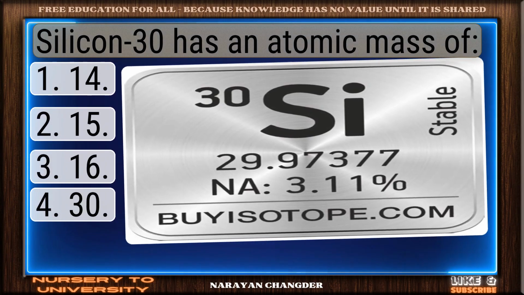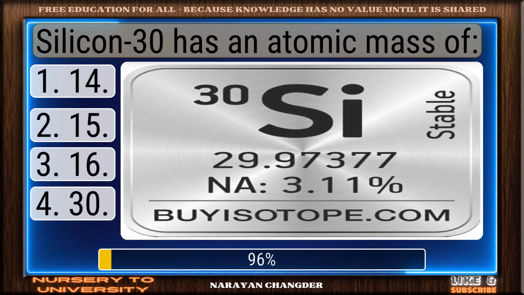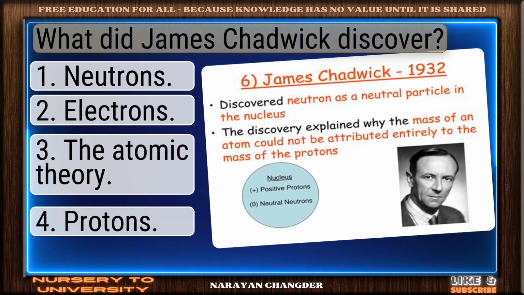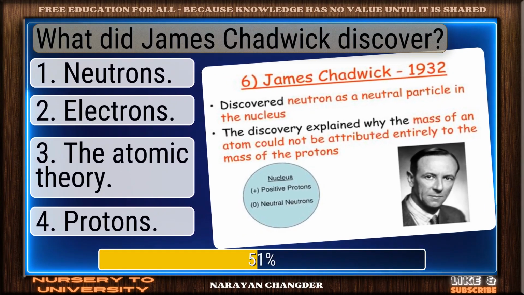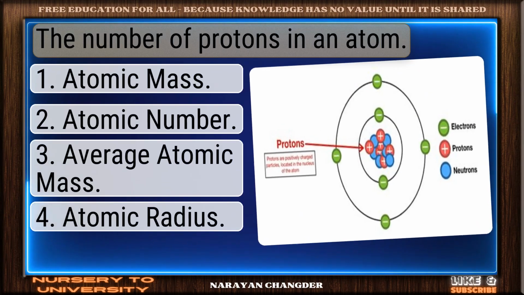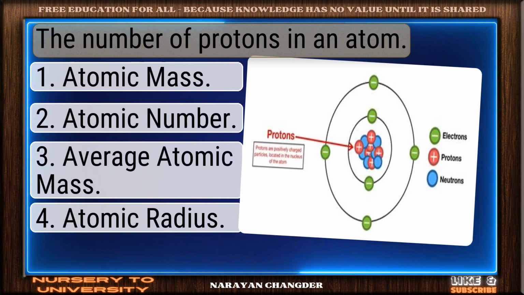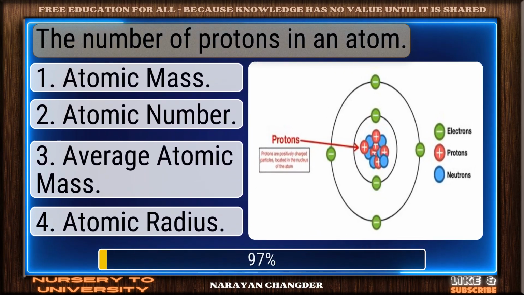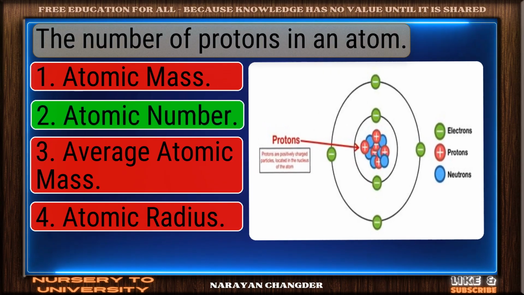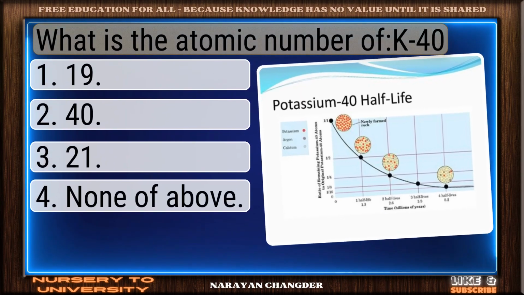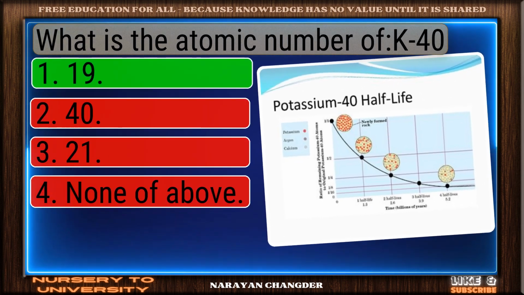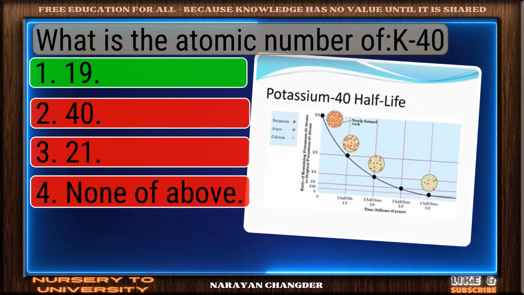Silicon-30 has an atomic mass of. Smart pick. 30 is the correct choice. What did James Chadwick discover? Valid point. Neutrons is true. The number of protons in an atom. Nice work. You chose atomic number, and it is correct. What is the atomic number of K40? You chose 19, and it is correct.